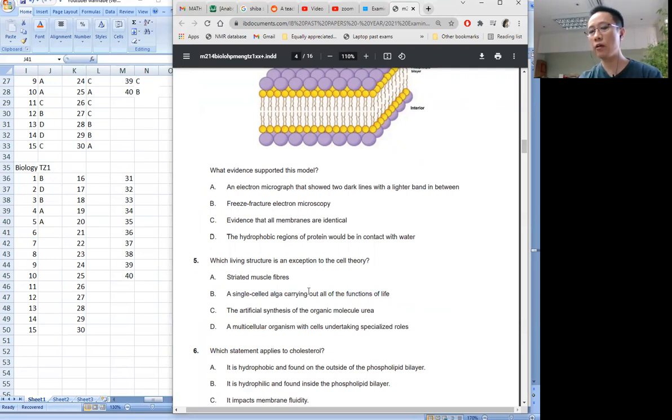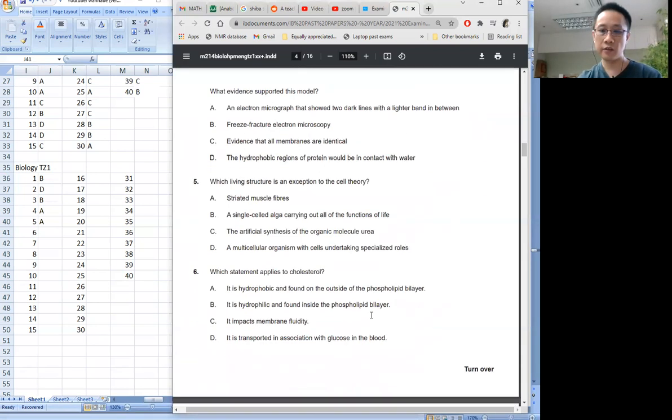Well, a single cell carrying out all functions of life is not really an exception. I think it's the giant algae having connected cellulose and multiple nuclei as well. So I think I'll still stick to A.